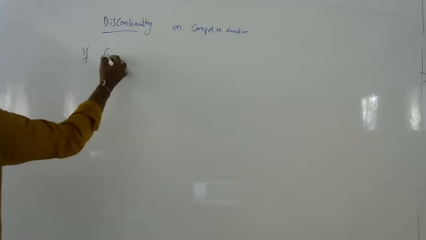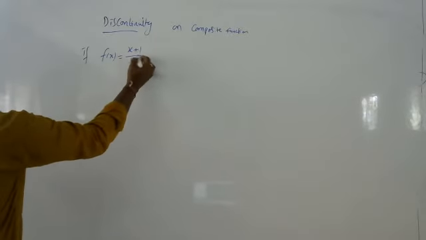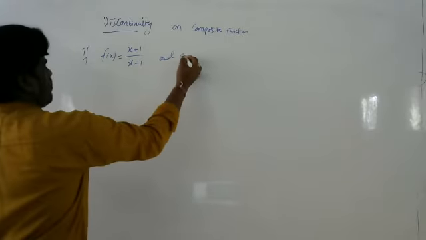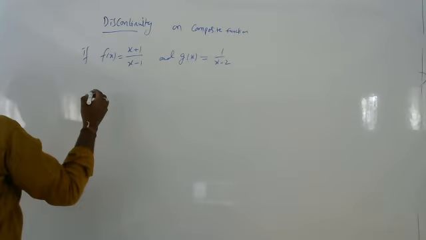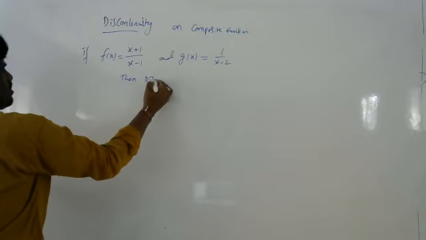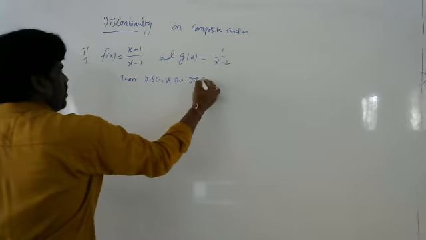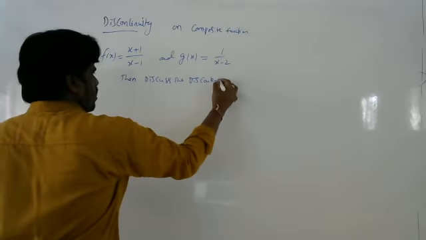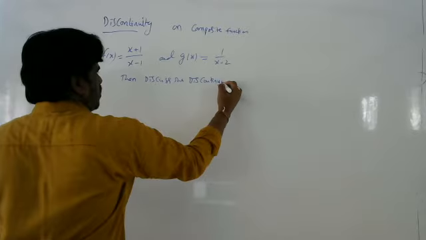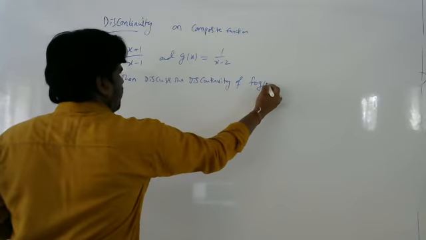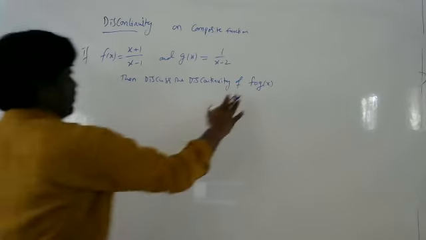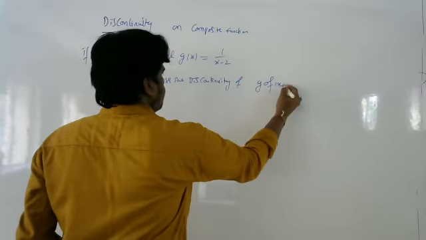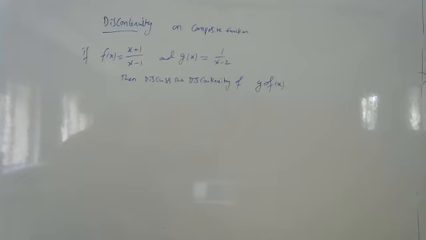Let's take an example. If f of x is equal to (x plus 1) by (x minus 1) and g of x is equal to 1 by (x minus 2), then discuss the discontinuity of g circle f of x.